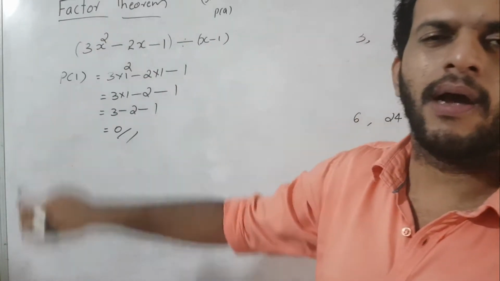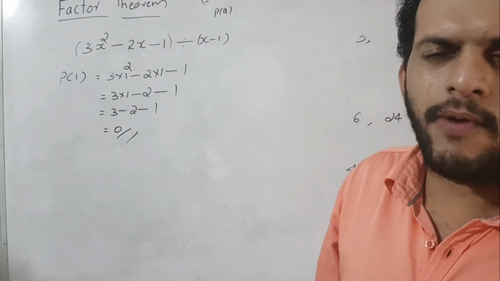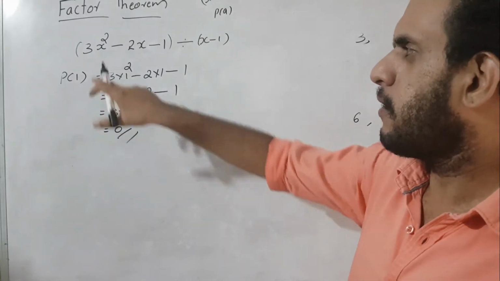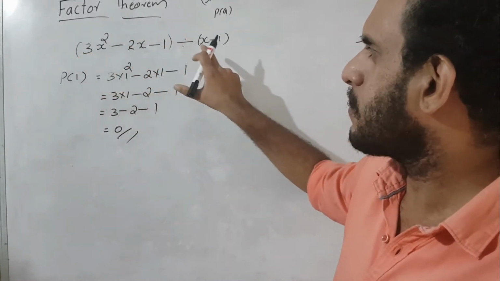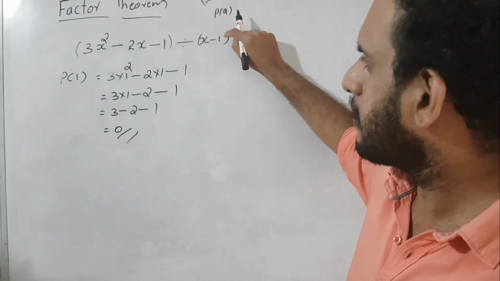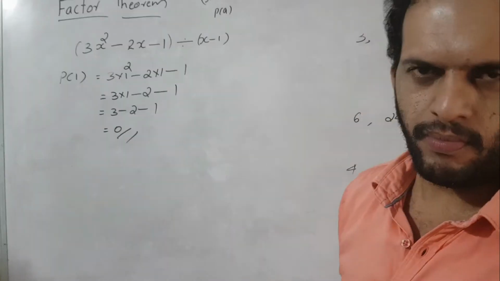Then how do we find the remainder? If we divide p of x by x minus 1, the remainder is p of 1.